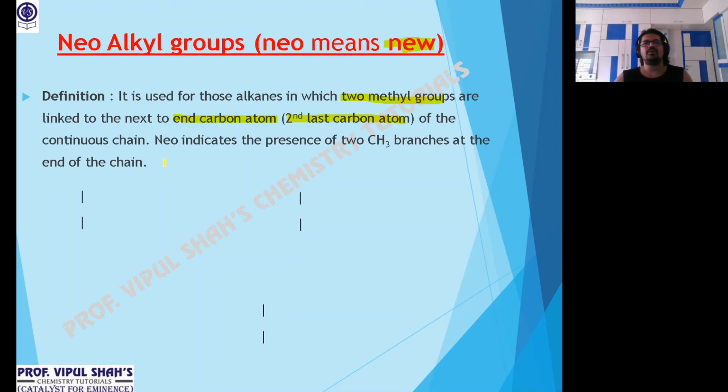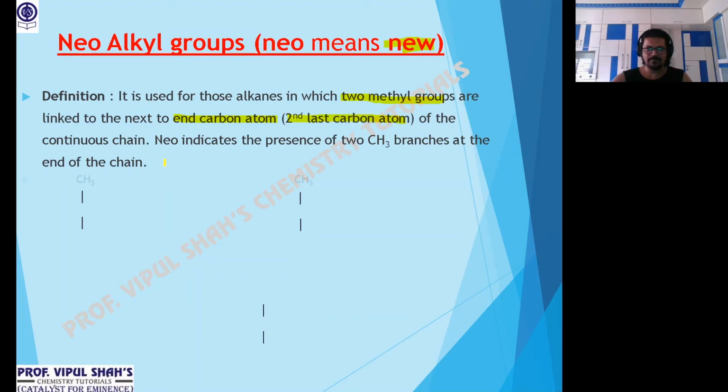Let's put it this way. In a continuous chain, the second last carbon should be attached to two methyl groups. Or a better version, the second last carbon should be attached to four other carbon atoms. Then that group is a neo group. Once again, in a continuous chain, the second last carbon either is attached to two methyl, or the other way to put it, the second last carbon is attached to four other carbon atoms. Then that group is a neo group.